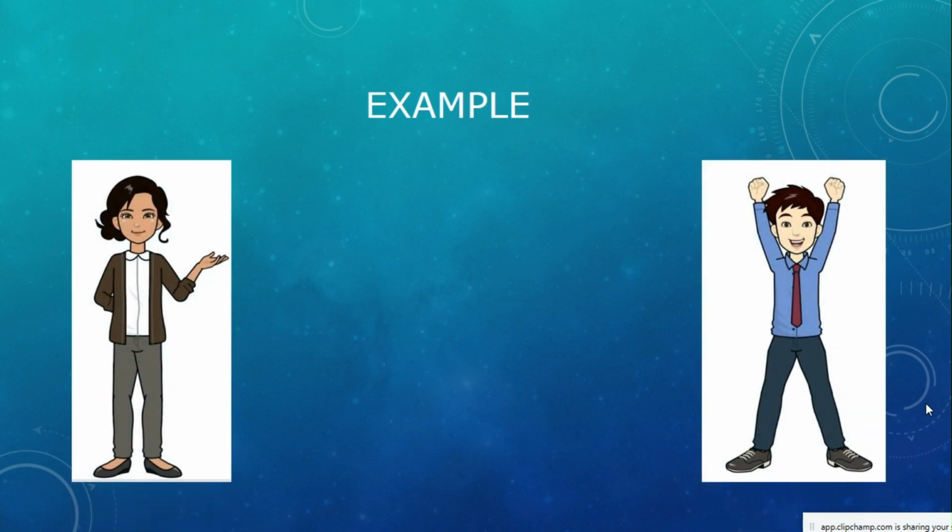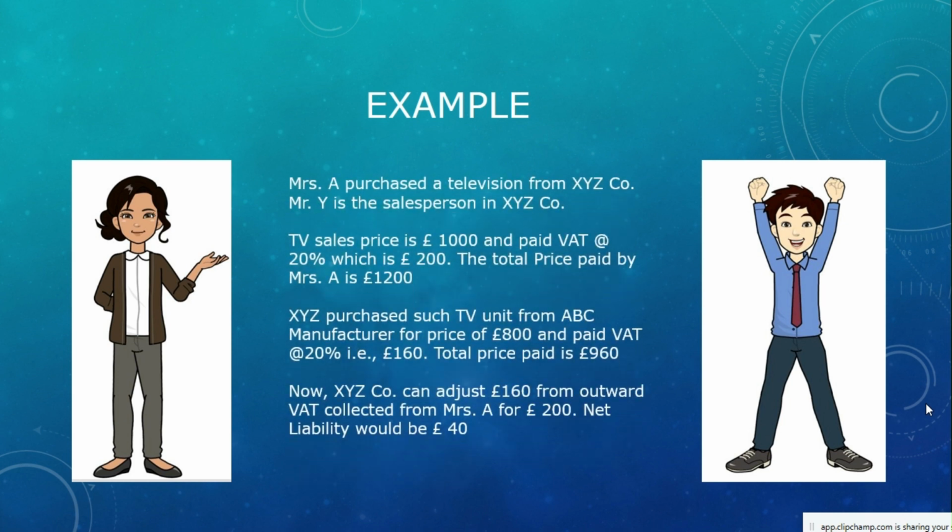I think this is one of the easiest examples from which you can understand how VAT actually operates in the UK. So let's say there are two persons. Mrs. A would like to purchase a television, and she visited a showroom. In this example we talk about XYZ company. XYZ company has a showroom, and Mrs. A visited that showroom and liked to purchase a television, and she met person Y, who is a sales representative in the XYZ company.